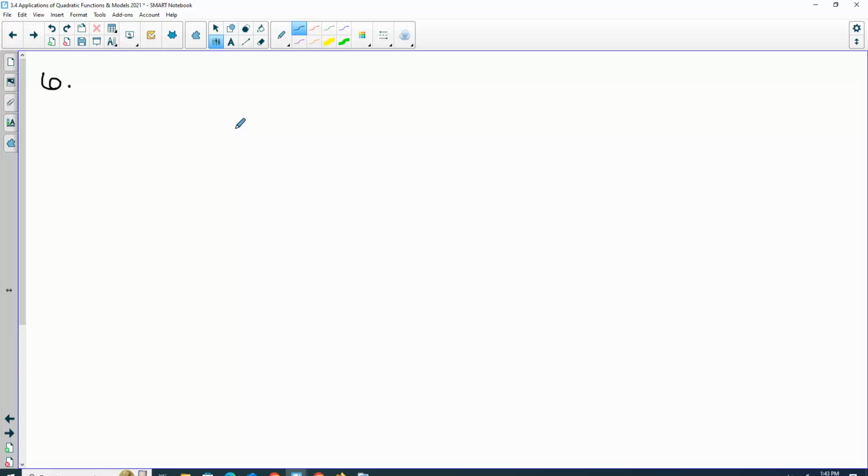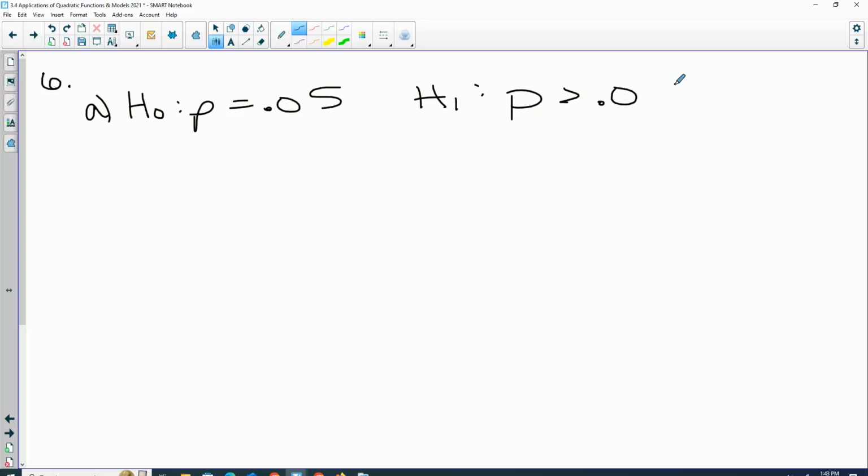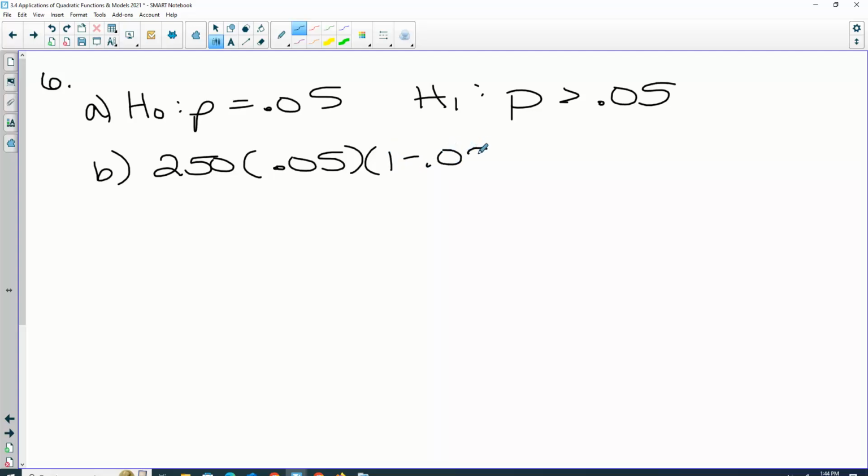Number 6, the proportion of patients who visit the ER and die within a year is 0.05. Proportion. So what's my variable? So my null is that P is equal to 0.05. Suppose the hospital administrator is concerned his ER has a higher proportion. So that would be greater than. Okay, B, verify the conditions. If I'm talking about a proportion, my conditions are N times P and N times 1 minus P. And that has to be greater than 10. So you're welcome to write down what that multiplies out to. 11.875, so just barely, but it is bigger than 10, so we can move forward.